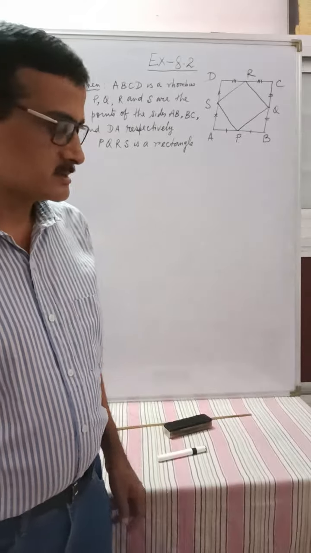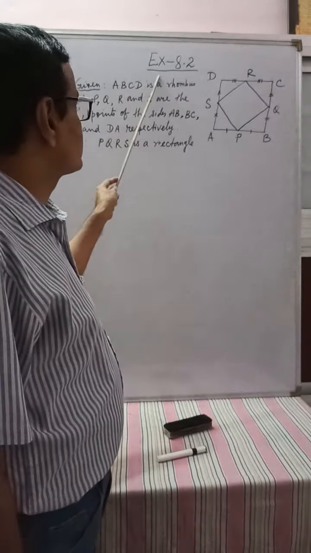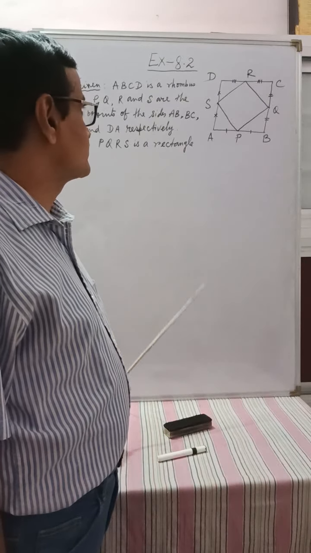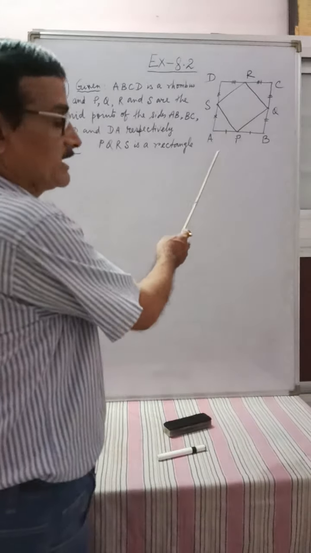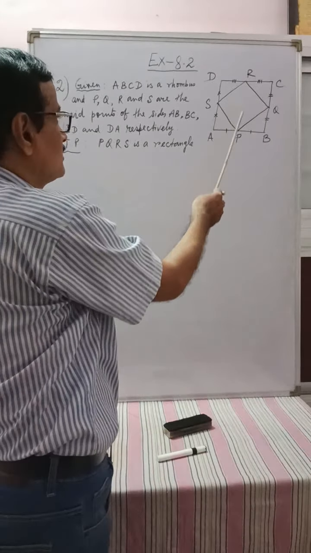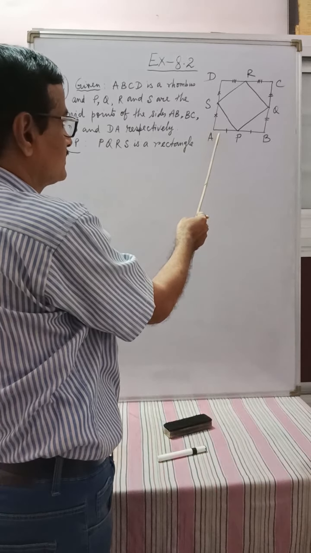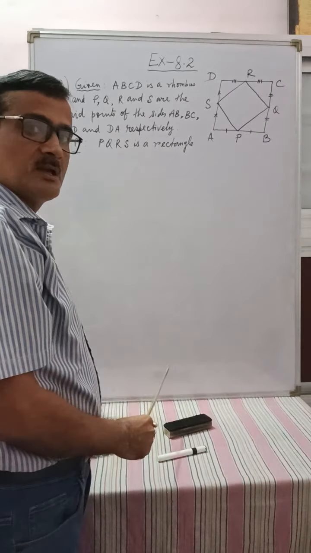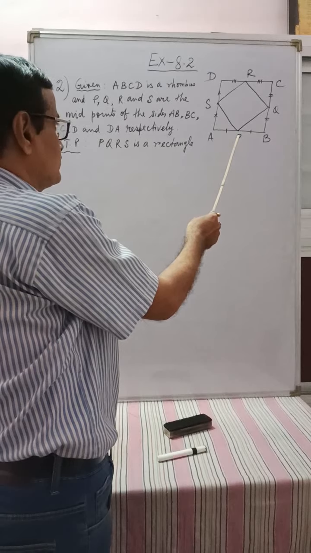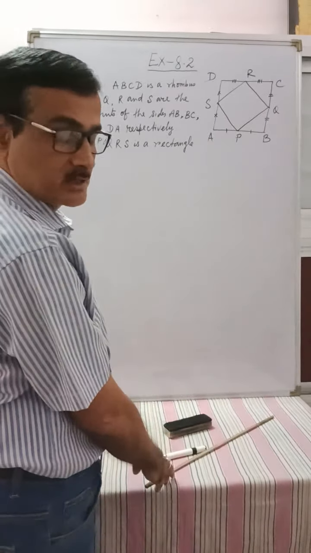Today we are going to solve and discuss one question, question number 2 from exercise 8.2 of NCERT. In this question, what is given? ABCD is a rhombus in which P, Q, R and S are the midpoints of the sides AB, BC, CD and DA respectively, and we have to prove that this quadrilateral PQRS is a rectangle.